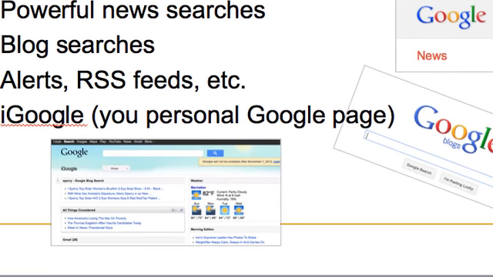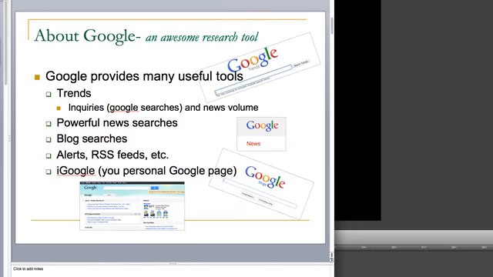Everybody knows how to do a regular Google search, but they have many useful tools, including Google Trends, which will tell you how often a phrase has been searched by Google users and also show you news volume of that same phrase. They have several powerful news searches. You can also search blogs.